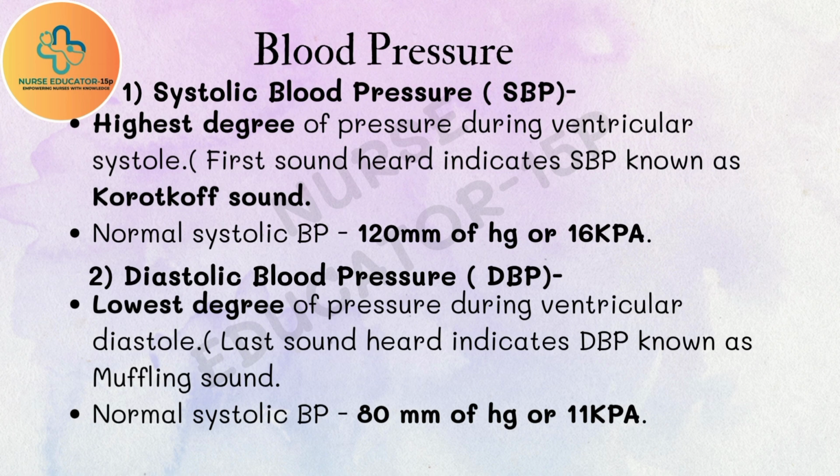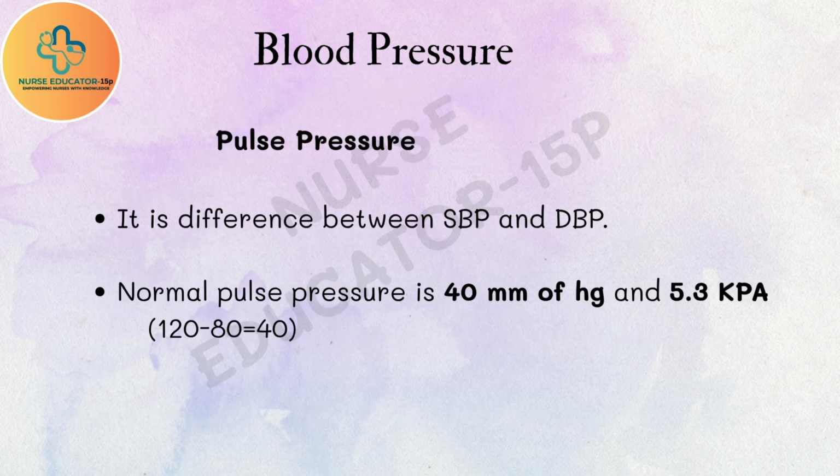Okay, understood? The normal SBP is 120. The normal DBP is 80 mm of Hg, that is 16 and 11 kilopascal. 1 kilopascal is equal to 7.5 mm of Hg. Then we will see what is pulse pressure. Pulse pressure is the difference between SBP and DBP, that is 120 minus 80, which equals 40. The normal pulse pressure is 40 mm of Hg, that is 5.3 kilopascal pressure.